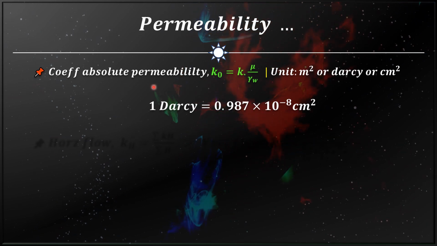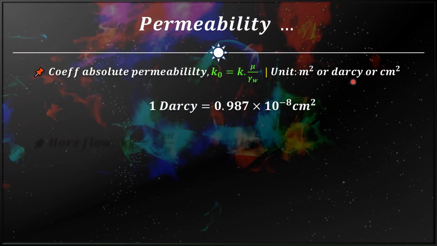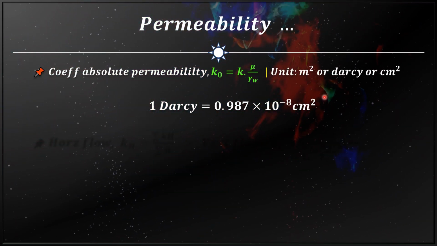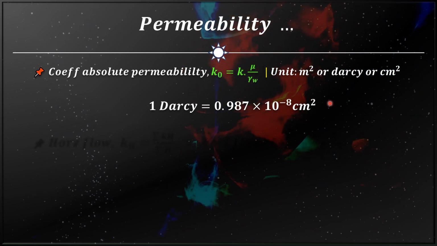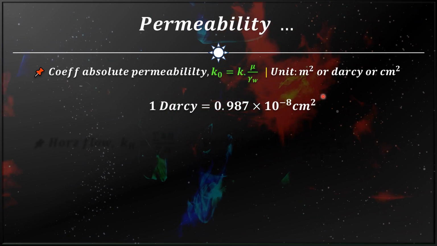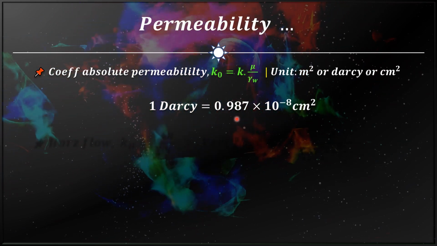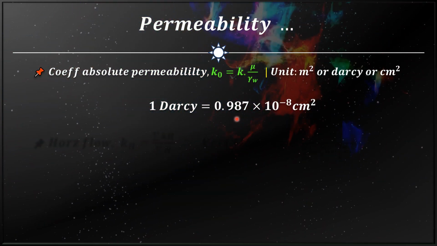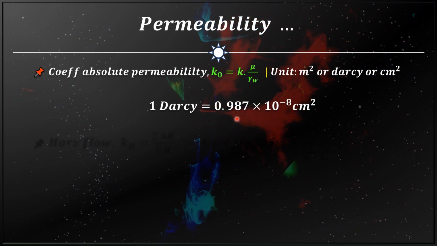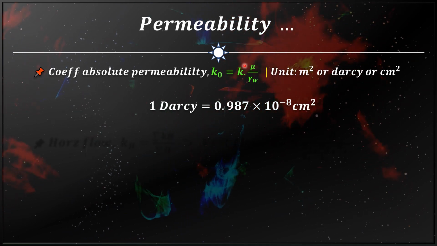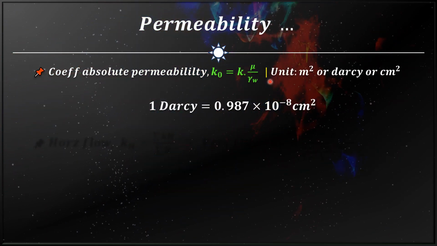So that's why absolute permeability has the unit of meter square or centimeter square, or we can say Darcy. 1 Darcy is given by 0.987 into 10 power minus 8 centimeter square. So this is a unit of area, similar to area units. 1 Darcy is equal to 0.987 into 10 power minus 8 centimeter square. So this is the coefficient of absolute permeability, and it does not depend on dynamic viscosity and unit weight of water. That's why we multiply the actual permeability by nu by gamma w.